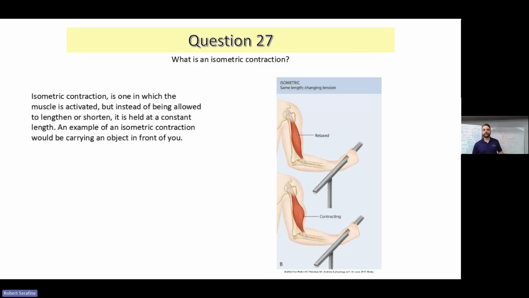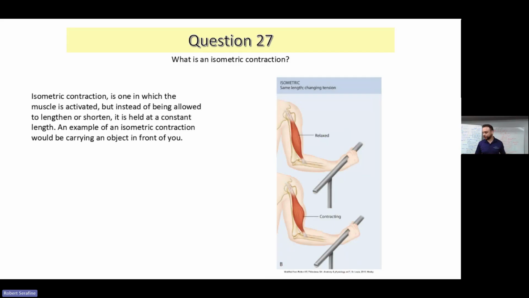Now we have what's known as the isometric contraction. You've probably heard of isometric exercises at the very least. An isometric contraction is where the muscle is activated and contracting, but the length of the muscle stays the same. Isotonic meant the same tone of the muscle throughout the movement. Isometric means the same length of the muscle. The muscle stays the same length.